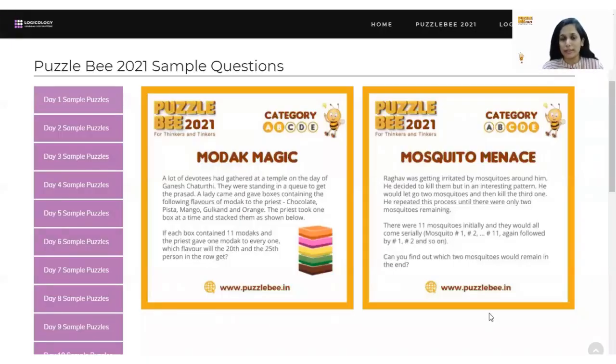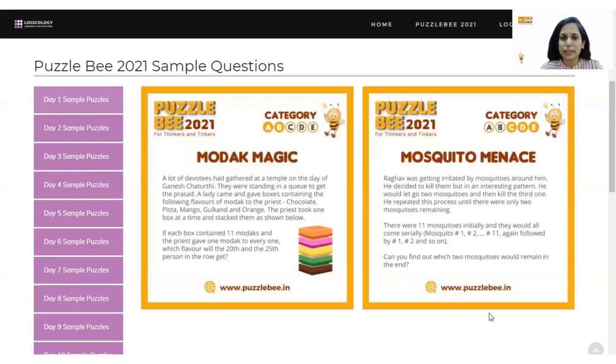Okay, so I will be sharing my screen here. So here's what we had on day one. For categories A and B, that is grades 1 to 4, we had this sample puzzle called Modak Magic. And for the elder categories, category C, D, and E, which is grades 5 to 10, we had this very menacing question on mosquitoes. So let's take a look at both these puzzles today and see how exactly you could solve these, how you could think about these. And let's also take a look at the final answer so we can tally whether your answers were correct or not.